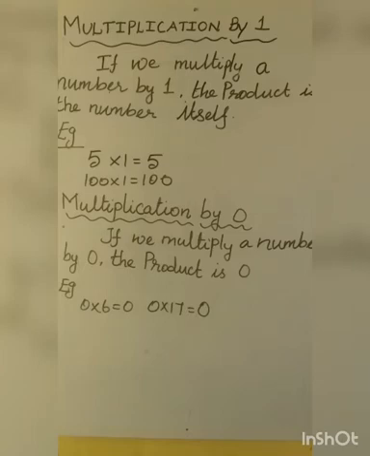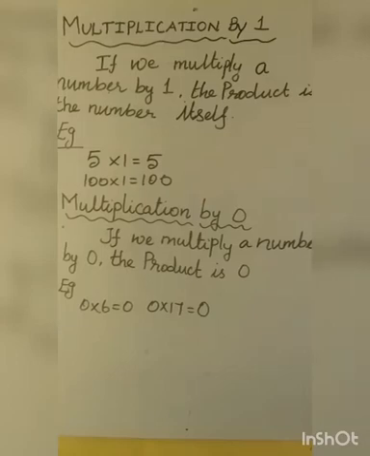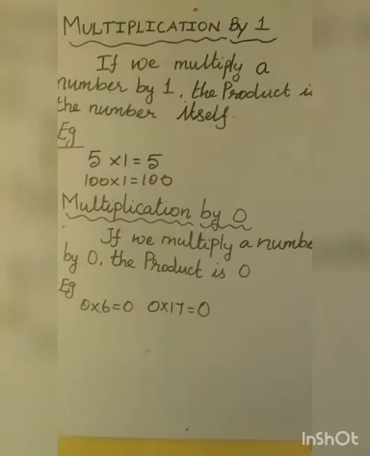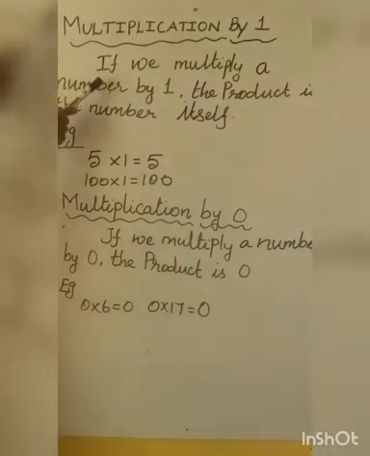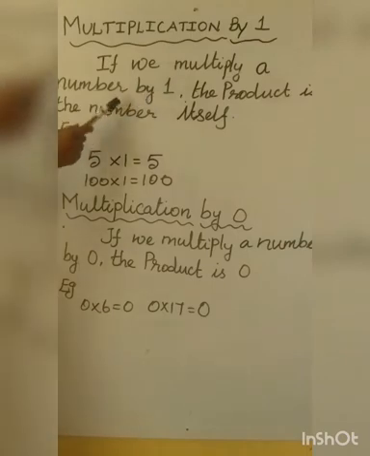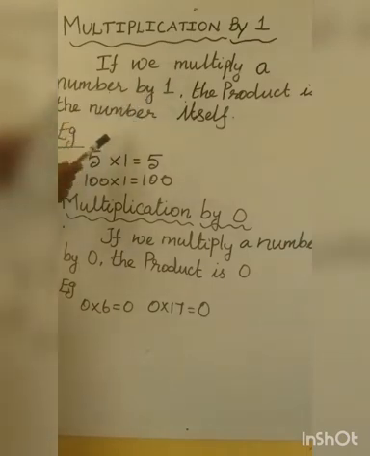In the previous class we discussed the properties of multiplication. We already learned the first two properties. The first property is the order property and the second one is the grouping property. Today the next one is multiplication by 1. The third property is multiplication by 1. If we multiply a number by 1, the product is the number itself.